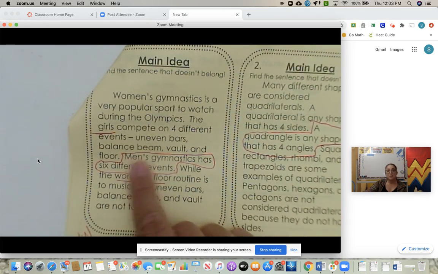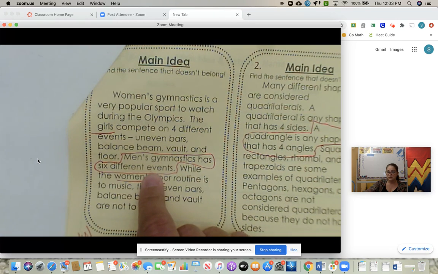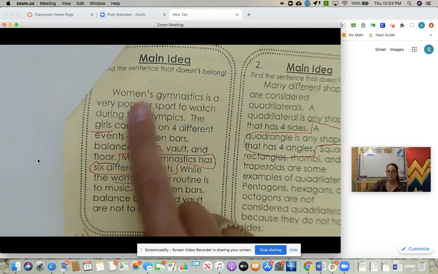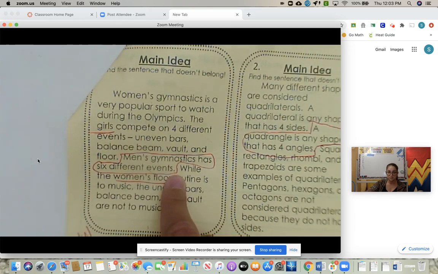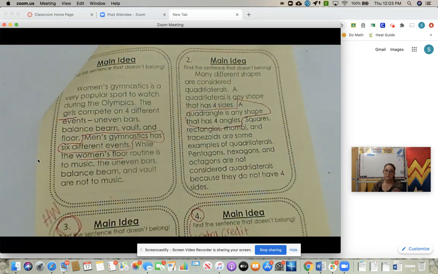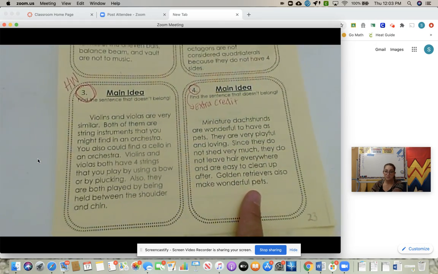Then we figured out men's gymnastics has 6 different events. That does not need to be in this paragraph. It does not belong. Our topic sentence is about women's gymnastics, not men's. So that's why we circled it. So number 2, we did. Number 3 is homework. Number 4 is extra credit if you want to try it.